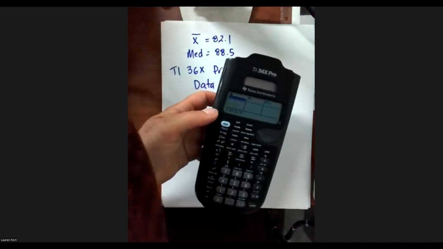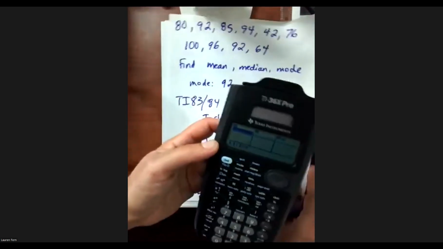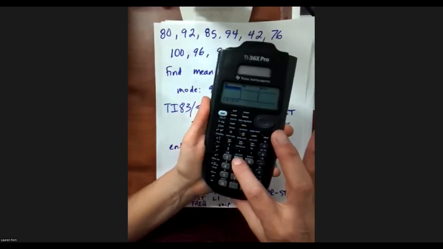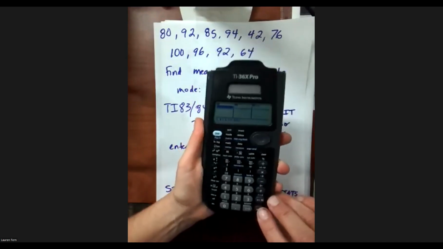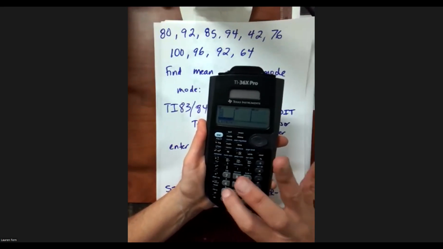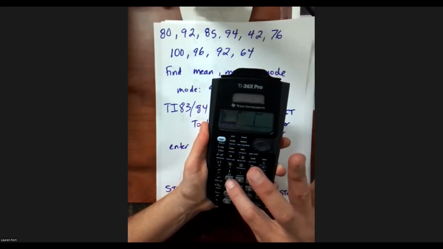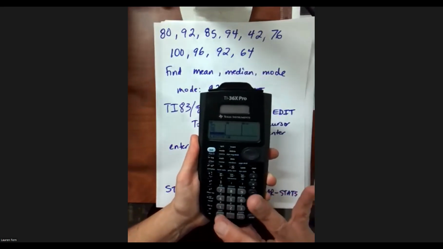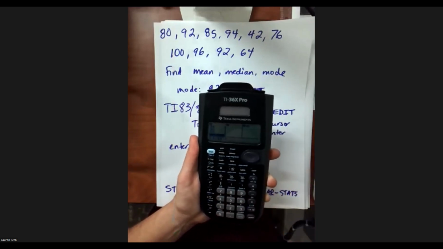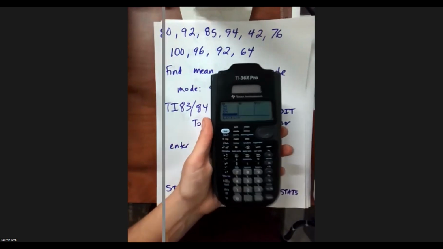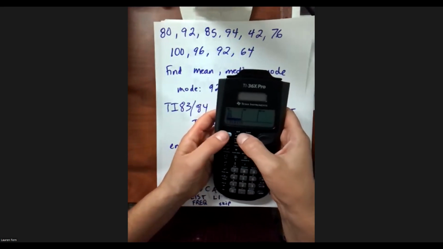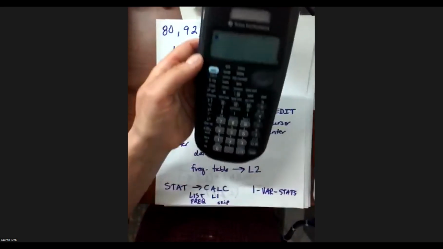But now I'm going to enter this exact same data set, just so that everyone with this calculator gets the same sensation. So we put in 80, 92, 85, 94, etc. Cool. So I entered my data, and again, to get out of there, you hit second mode to quit. That's always kind of fun.